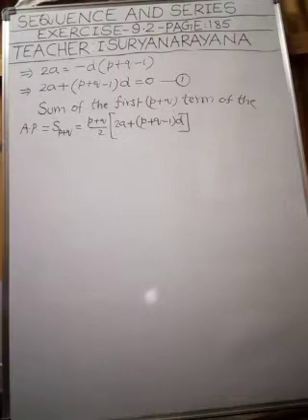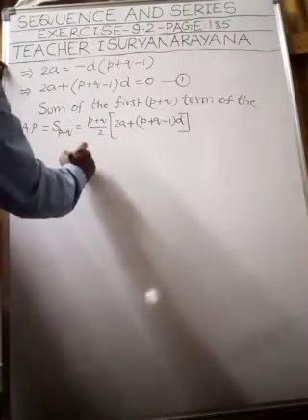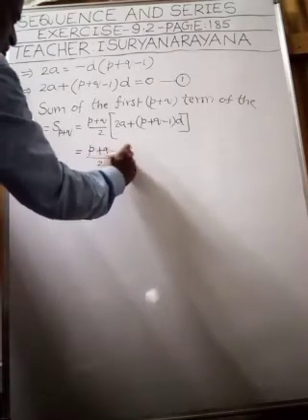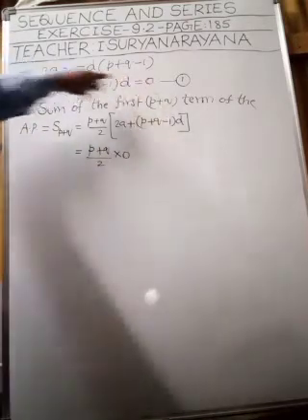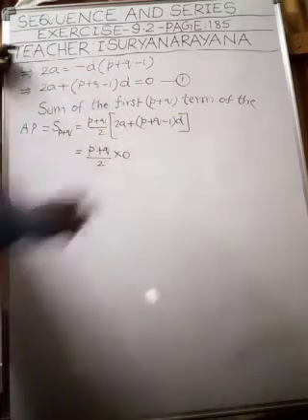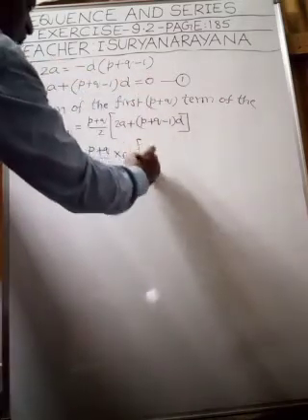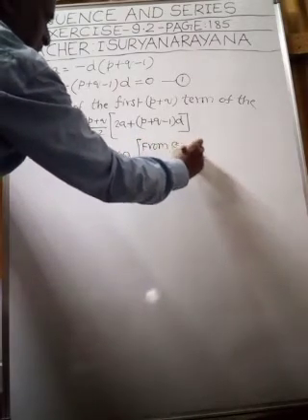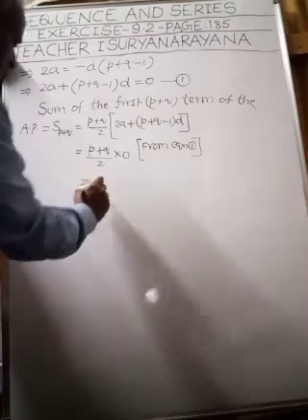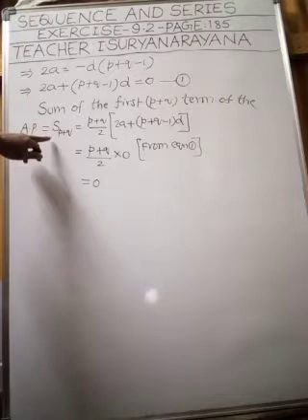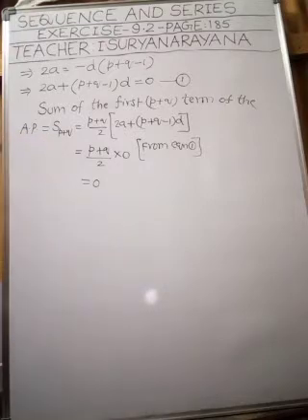Okay, my children? Right. This is equal to p plus q by 2 into 0, because from equation 1 we get 2a plus p plus q minus 1 into d, that value is 0. So from equation 1, that is equal to 0. Therefore the sum of the first p plus q terms of the arithmetic progression is 0. Understood, my dear children? Right.